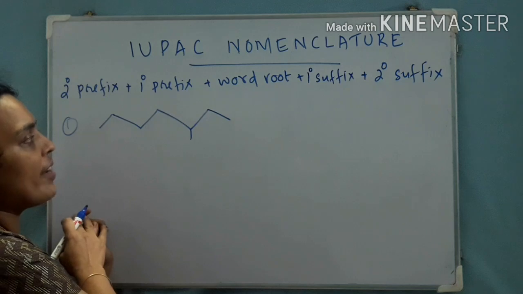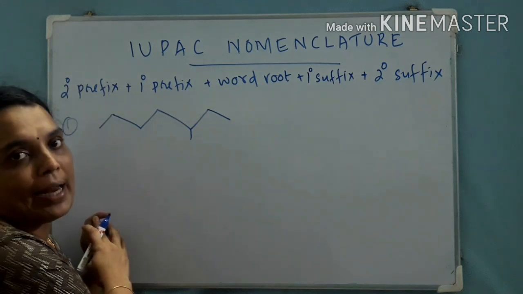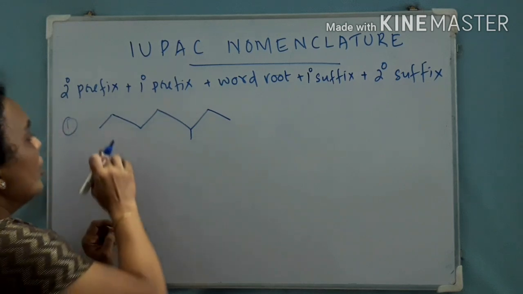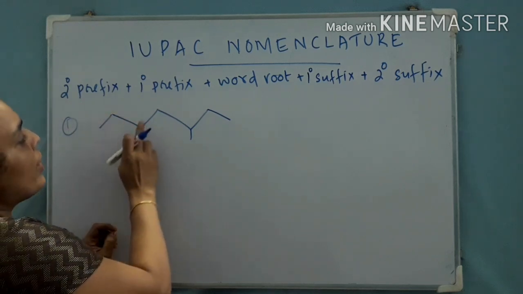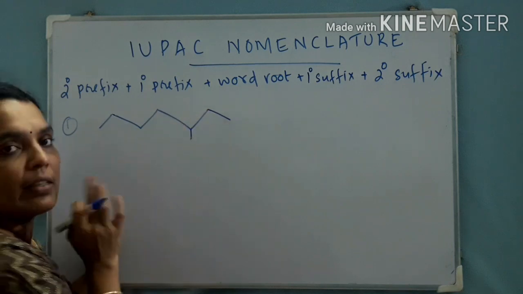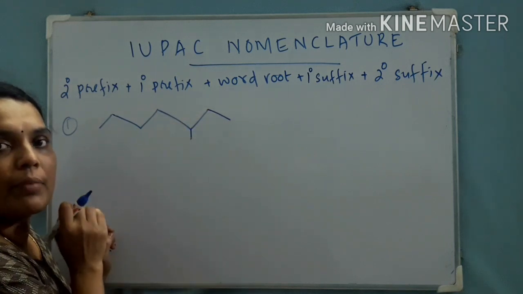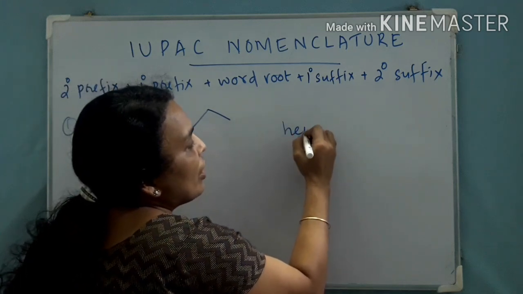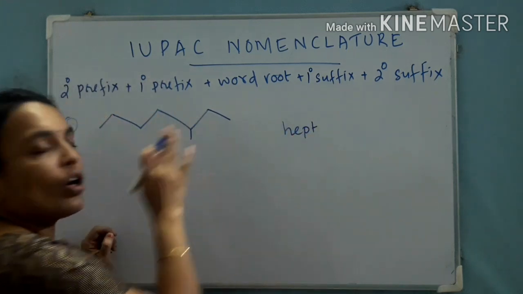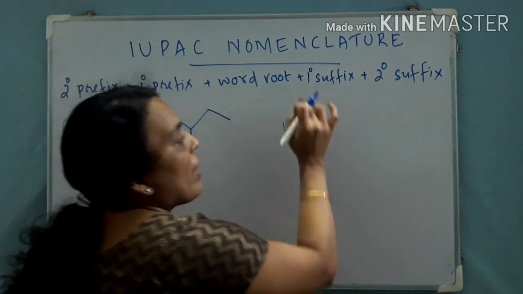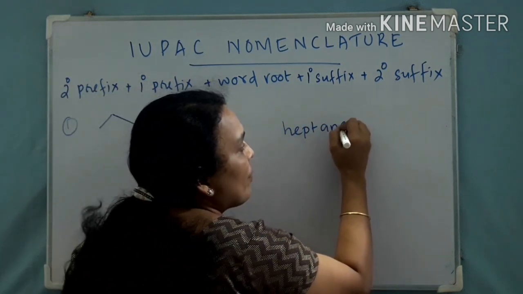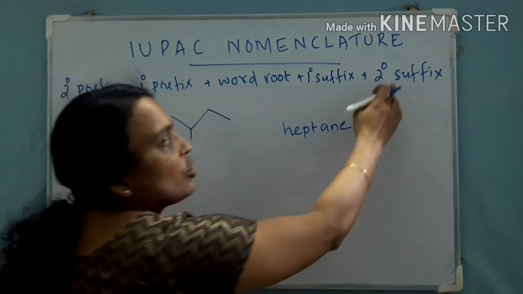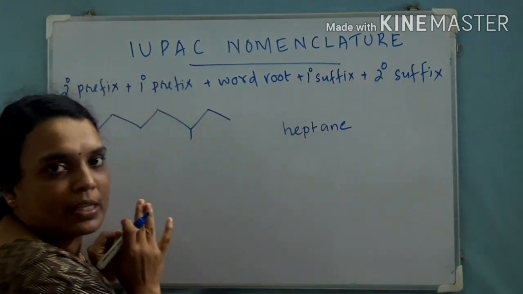So here a compound is given. First of all we have to find the parent chain. The longest carbon-containing chain is called the parent chain. So let us number 1, 2, 3, 4, 5, 6, 7. 7 carbon, that is the parent chain. So what is the word root? 7 carbon, the word root is hept. And there is no double or triple bond. So what is the primary suffix? A-N-E. Primary suffix is A-N-E. And there is no functional group present, so there is no secondary suffix.